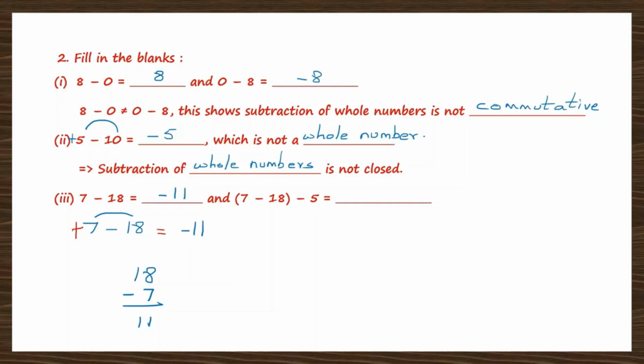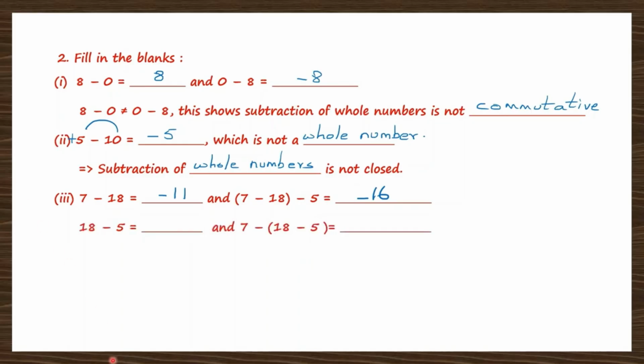Now the second part is 7 minus 18 within brackets minus 5. So the difference of 7 minus 18 should be taken first. And that we already got, 7 minus 18, we got minus 11. So we can write the same thing here. So let's write minus 11 and minus 5. So when signs are the same, we put the same sign and we add, 11 plus 5 is 16. So our answer here is minus 16.